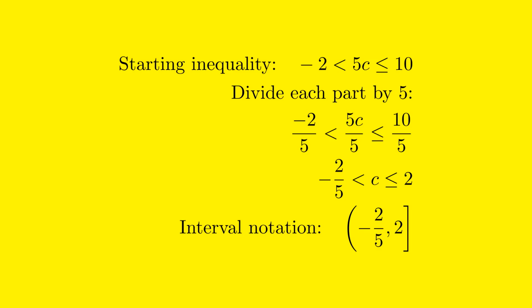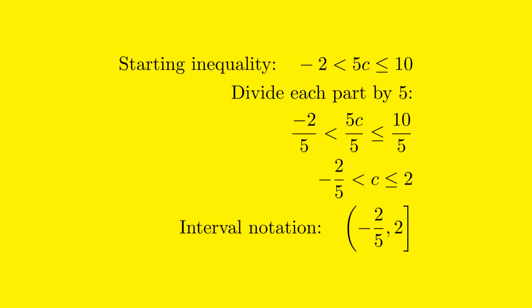Step 2 to solving this inequality involves isolating the variable c. The current inequality is minus 2 is less than 5c, which is less than or equal to 10. To isolate c, we need to divide all three parts of the inequality by 5 because the variable c is currently multiplied by 5. First, divide minus 2 by 5. The result is minus 2/5.